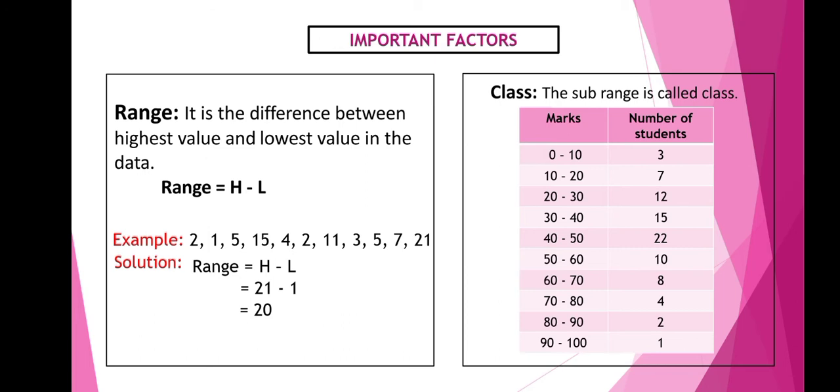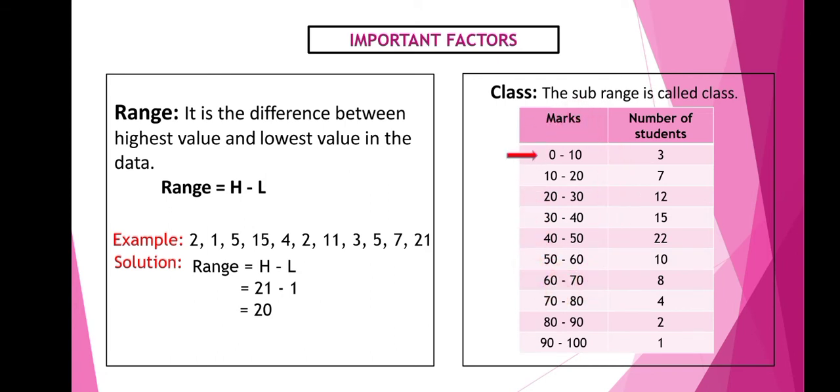So it is difficult to say how many students scored 0, how many scored 1 mark, how many scored 2 marks, etc., up to how many students scored 100 marks. This is a very lengthy process, right? So to avoid this lengthy process, we are using sub-range. So here we can say that 3 students have scored marks between 0 to 10, 7 students have scored marks between 10 to 20, 12 students have scored marks between 20 to 30 and so on. So this is called the sub-range or class.